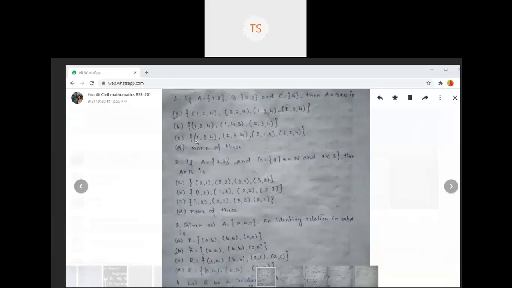There are four options, and I have already marked option A, which is (1, 2, 4), (2, 2, 4), (1, 3, 4), and (2, 3, 4). Can anyone tell me why I have written this as the correct option? Do you have any idea why I have given this as the correct option?